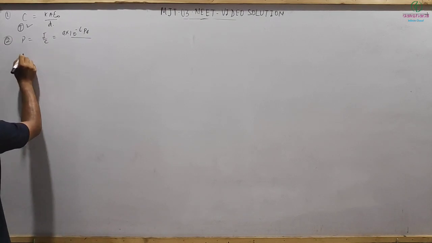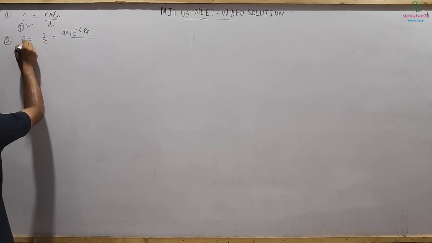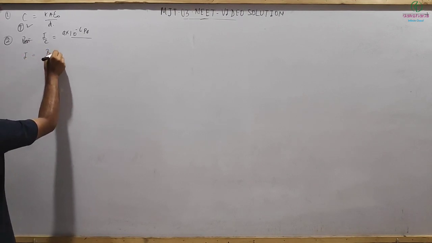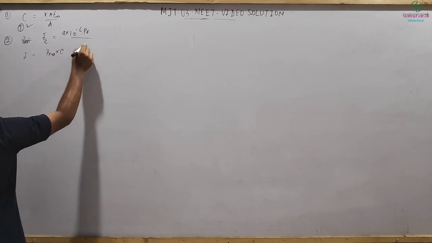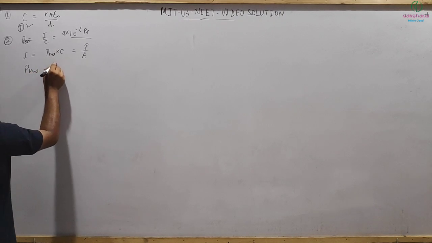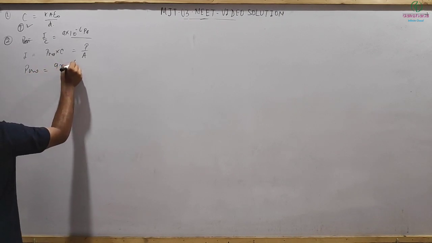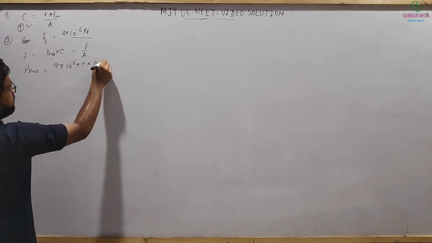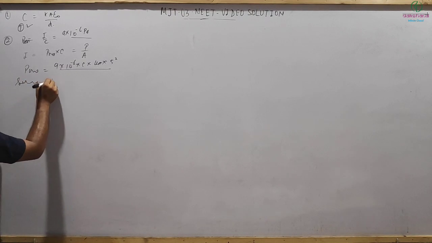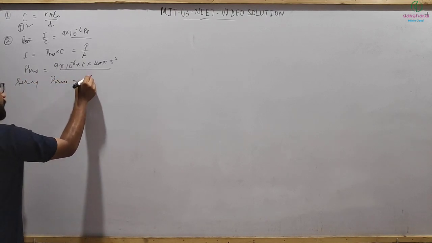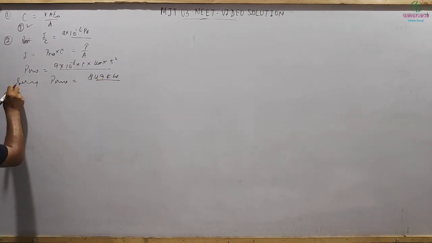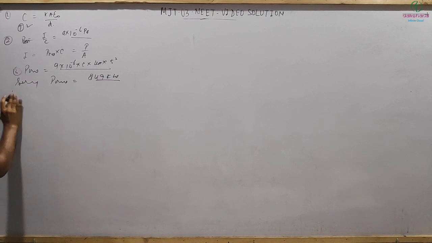So we can write, this is pressure, actually this is not power. Intensity is equal to pressure into C, and intensity is equal to power divided by area. So power is equal to pressure 9 into 10⁻⁶ into C into area 4 pi into 5 square. Substituting and solving it, we get power is equal to 849 kilowatt, matching option number 3.